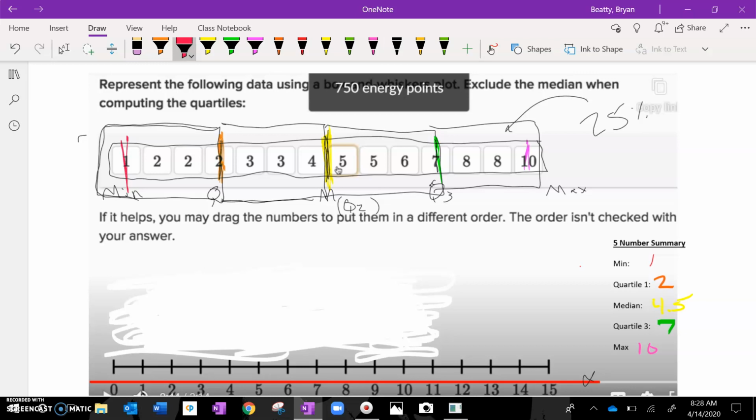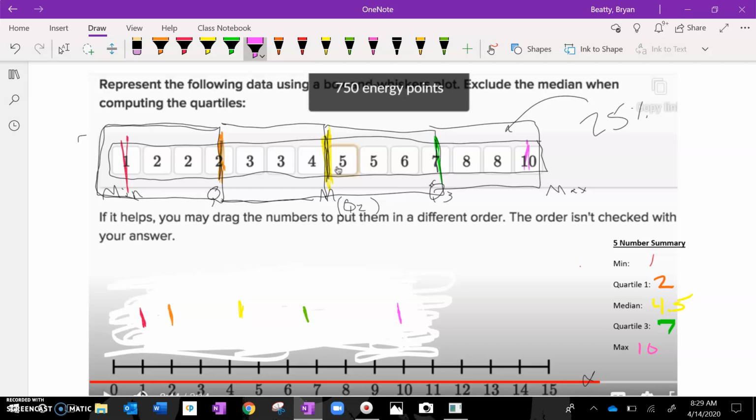So we're going to go for the minimum of 1. I will use red to put that there. The first quartile is 2, so I put a little mark there. The median is going to be 4.5, so I look over 4.5. And quartile 3 is 7, green 7, and the max is 10. So you don't have to do this in colors. I like to look at where these marks here came from over here.